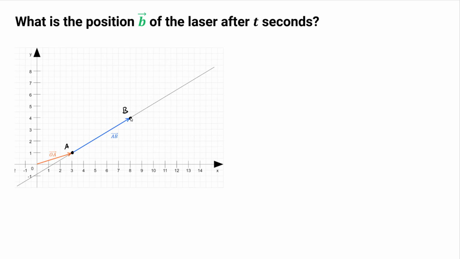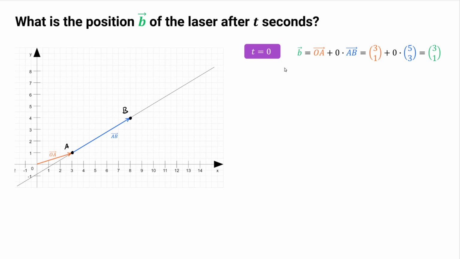That's what we know. The goal is to describe now the position of the laser, let's call it B, after t seconds. So we want a general expression for that. Now, first thing we are going to do is let's look at the position for a couple of different values for t. So let's start with the value t equals 0. We know that at t equals 0, we are just at the position A. So the position at 0 is just the position vector to A, so OA.